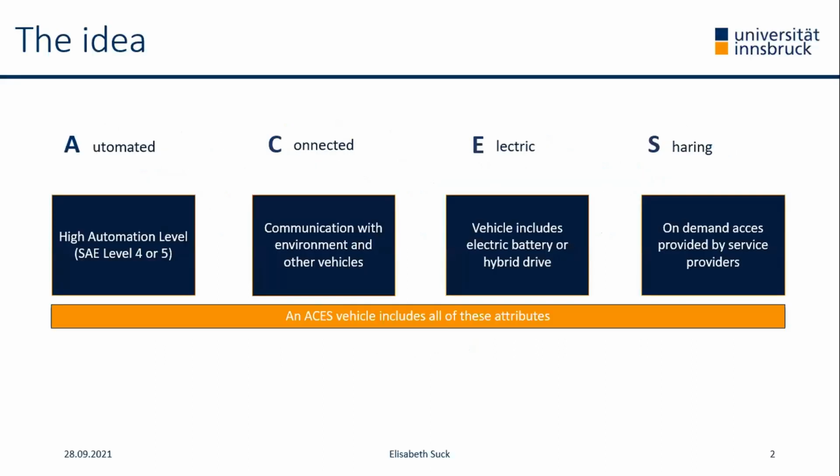I will start with a short summary about my idea of ACES that I used in the thesis. An ACES vehicle stands for Automated, Connected, Electric and Shared, and owns the following properties. First of all, it had to own a high automation level. I referred here to the SAE level 4 or 5. For the connected part, it has to communicate with the environment and also other vehicles. And the vehicle itself has to include an electric battery or hybrid drive.